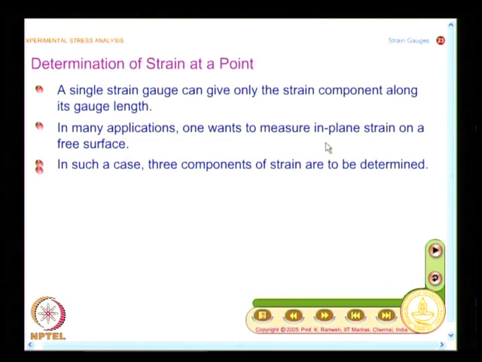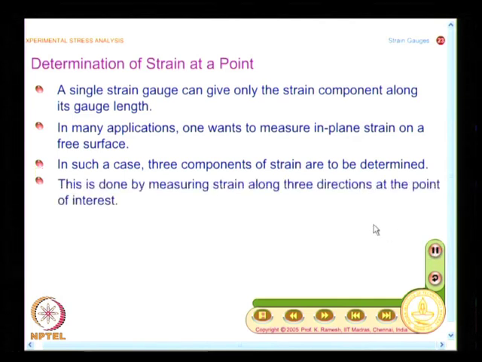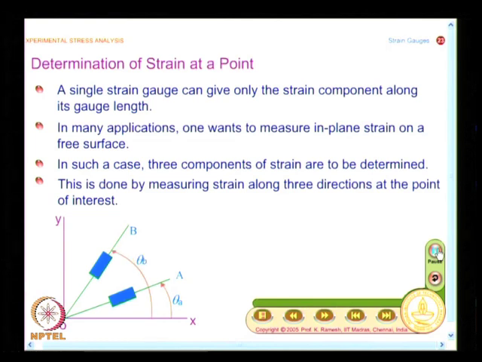So, we want to find out the in-plane strain, and I need 3 components of strain to be determined. And now here you look at strain as a tensor of rank 2 and you bring in the tensorial transformation law. So, what do I have? I need to find out 3 components of strain, so I need to have 3 strain gauges oriented at angles theta A, theta B and theta C.